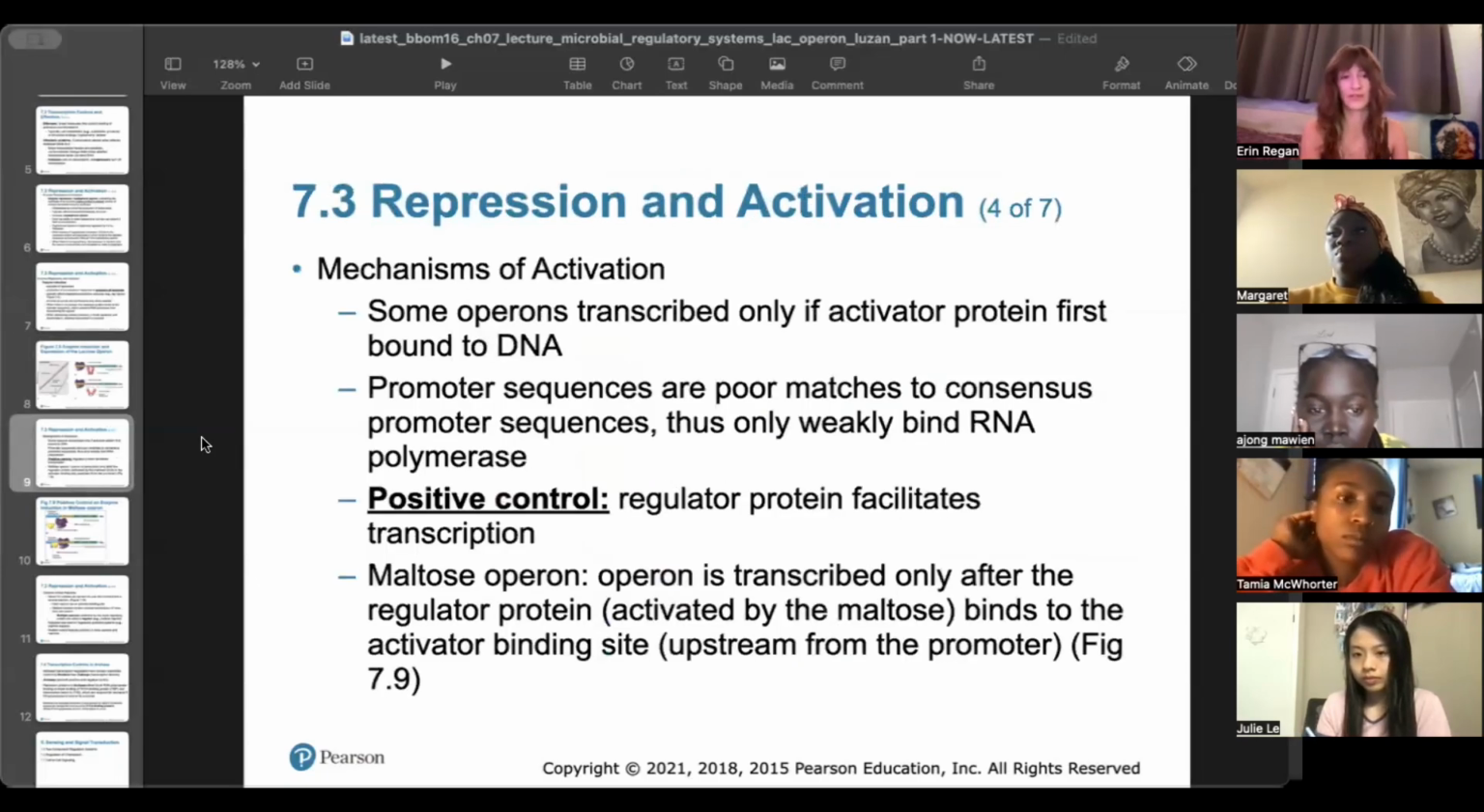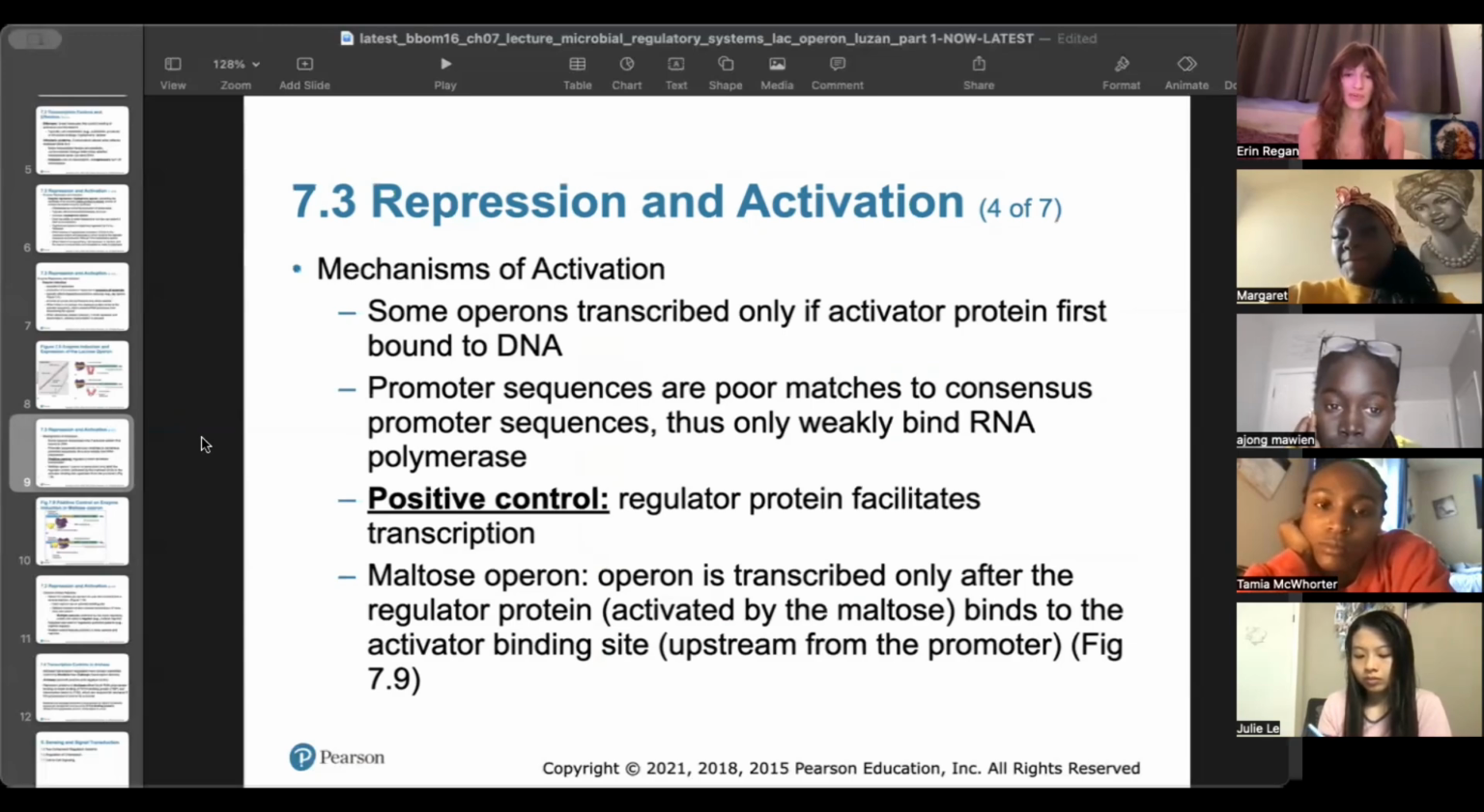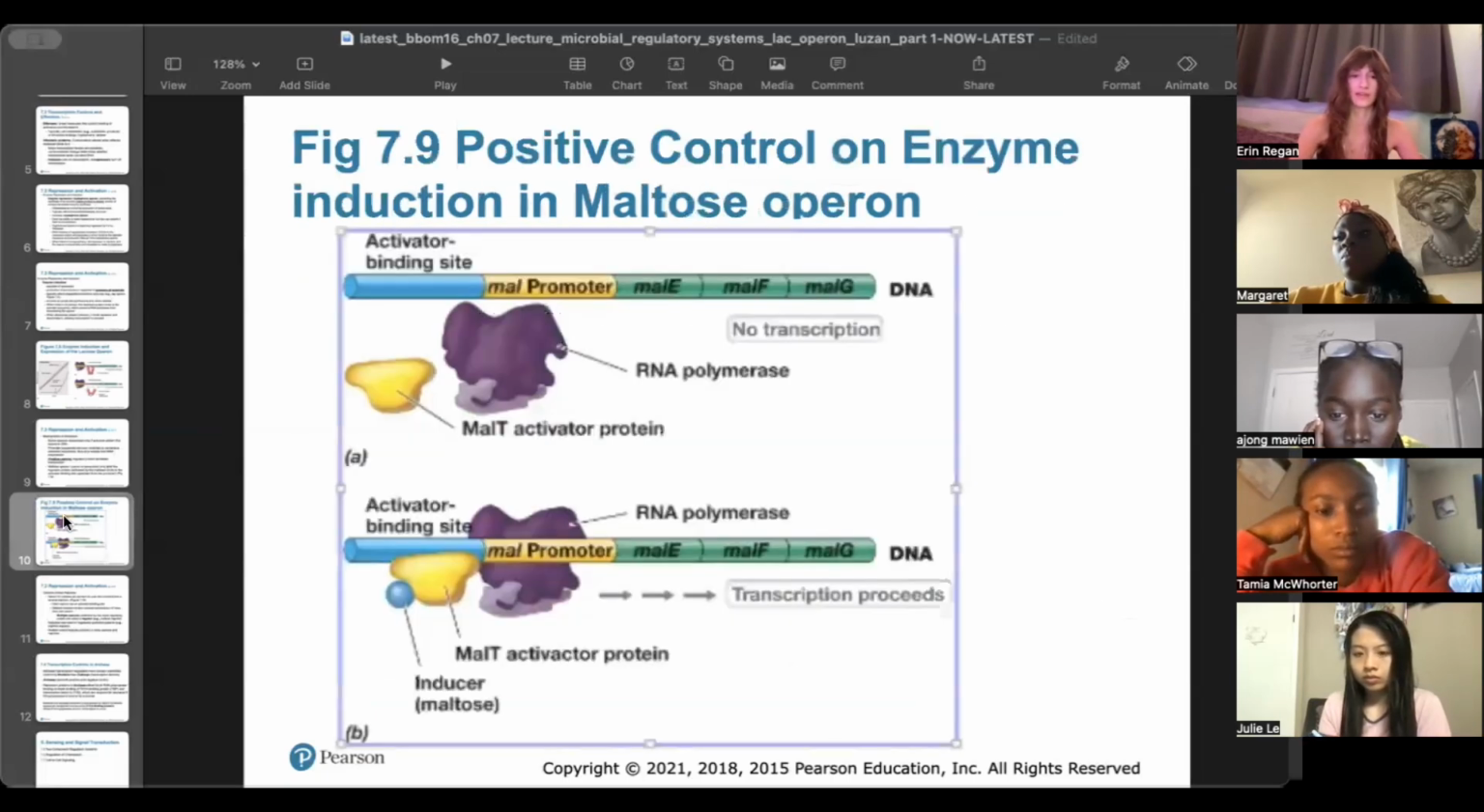Mechanisms of activation. Some operons are transcribed only if the activator protein is first bound to DNA. Promoter sequences are poor matches to the consensus promoter sequence, and thus only weakly bind the RNA polymerase. In positive control, the regulator protein facilitates transcription, such as in the maltose operon, where the operon is transcribed only after the regulator protein, which is activated by the maltose, binds to the activator binding site, which is upstream from the promoter, as seen in this figure.